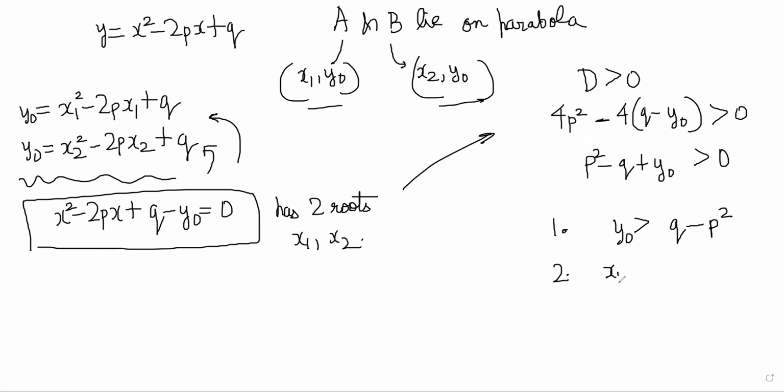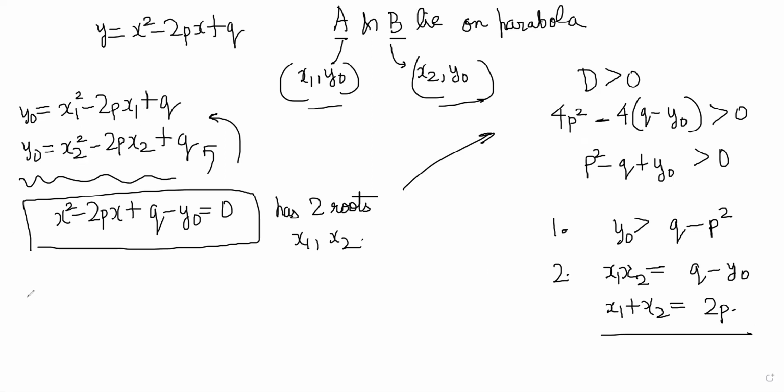So the product of the roots x1, x2 is equal to q minus y0, right? We are also getting x1 plus x2 should be equal to 2p, right? We are getting this information from here, just from the fact that A and B lie on the parabola, right?